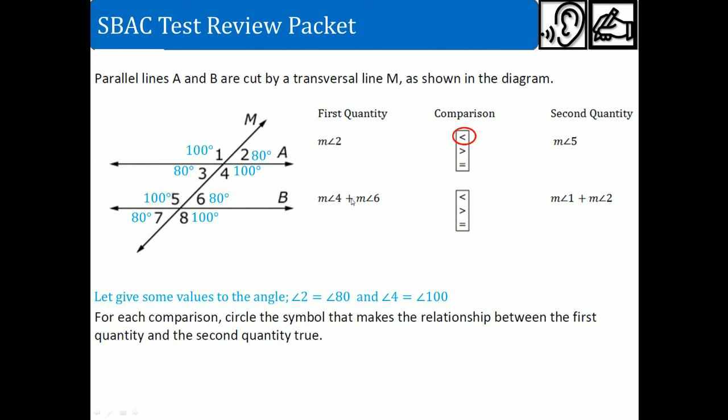Next one, angle 4 plus angle 6. Angle 4 and angle 6 is 180. Angle 1 and angle 2 is 100 and also 80. So this one is equal because angle 4 plus angle 6 is 180, and angle 1 and 2 is also 180. So you say those two are the same. So there you go. Those were your solutions for chapter 3, which is page 3, for the SBAC test review.